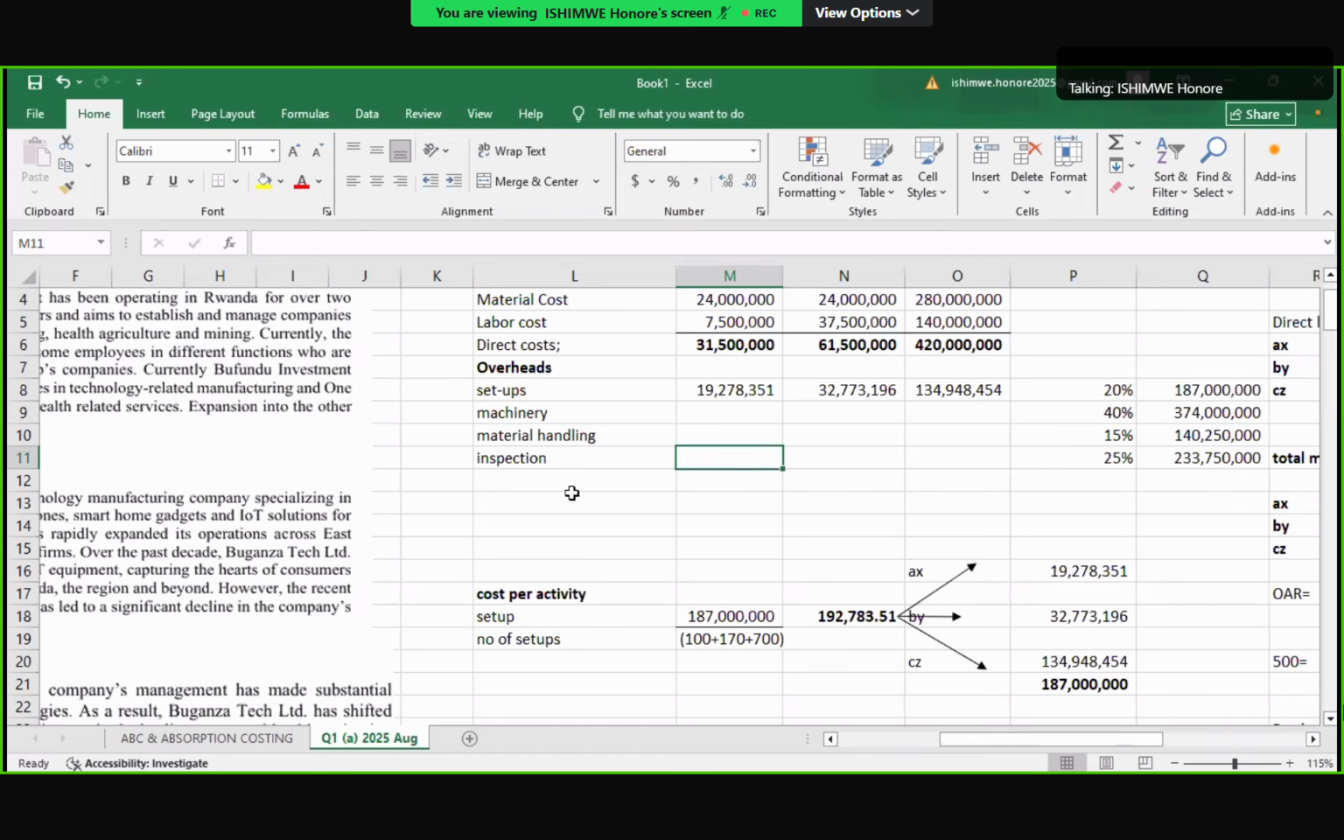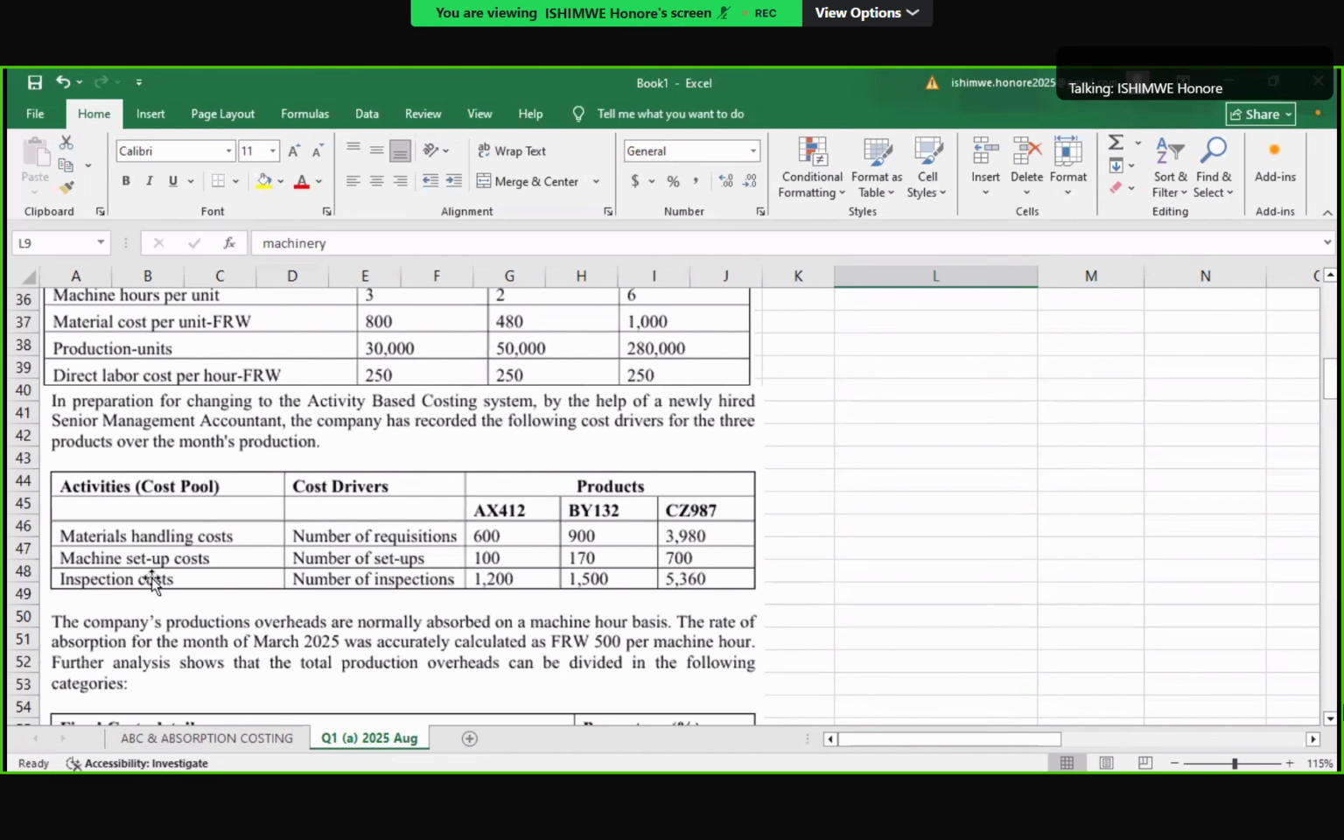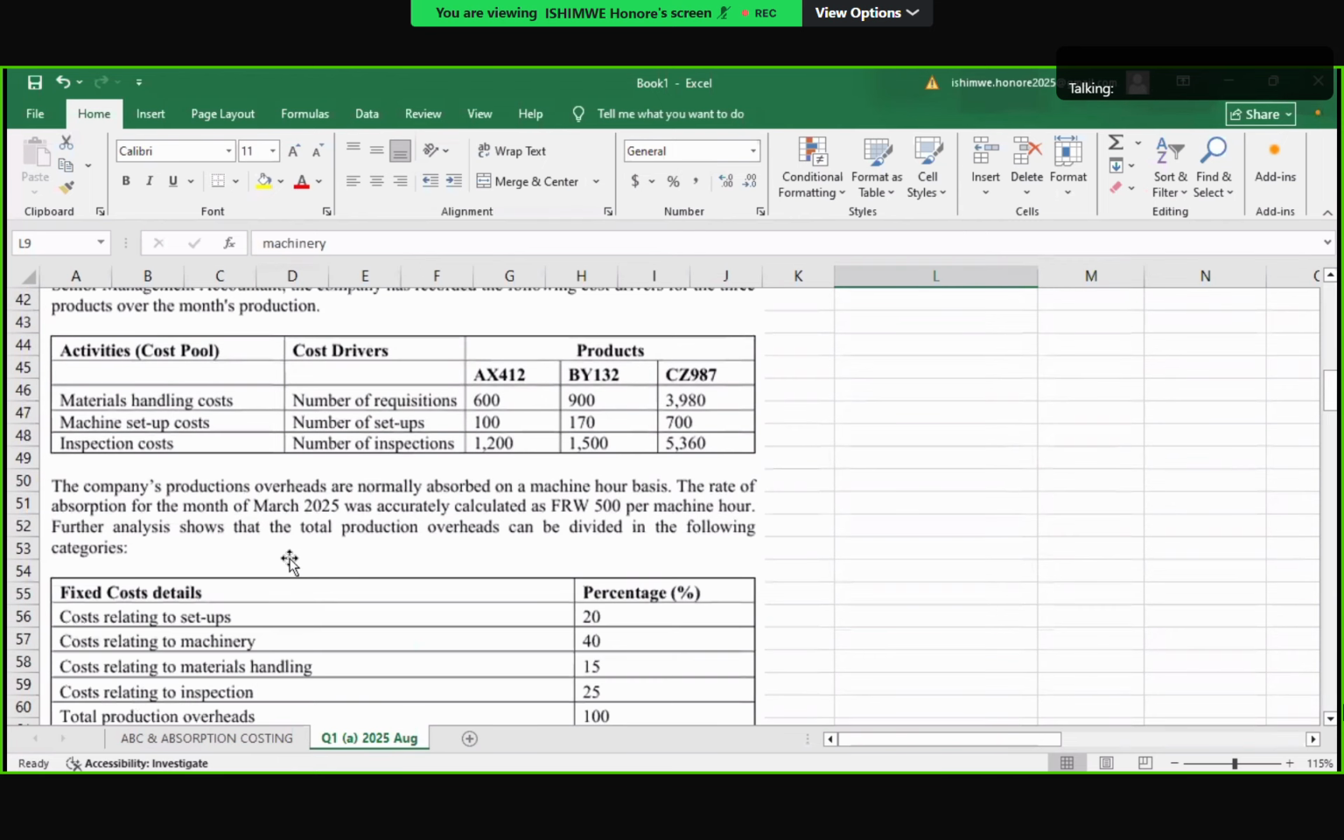Let's go to machinery and how we do it. They told us that the material is okay. They told us the machine setup cost, so we are going to look at where to go with the cost of setting up the machine.